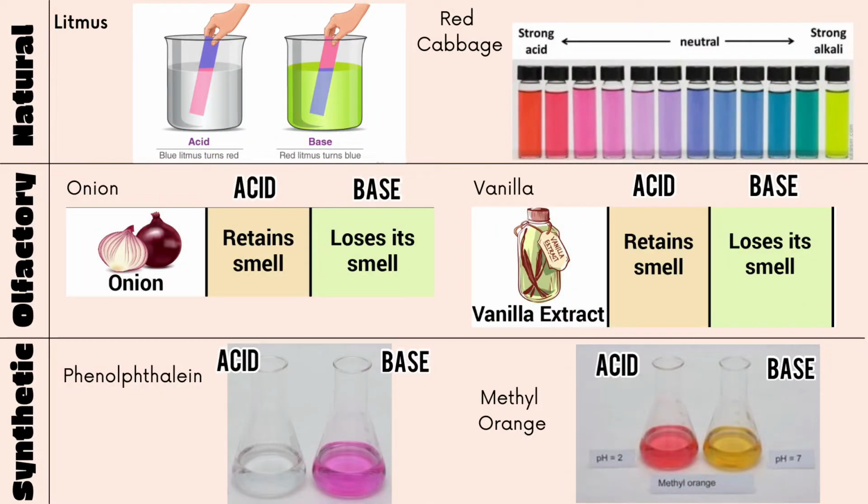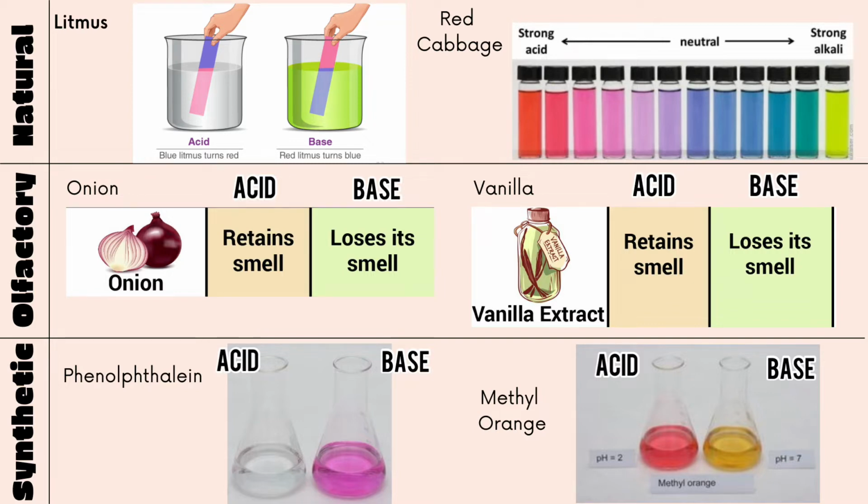Under natural indicators, litmus, which is derived from lichens, comes in two colors of litmus paper, blue and red. An acid turns blue litmus paper red, while a base turns red litmus paper blue. Secondly, the juice of red cabbage is originally purple in color, which turns reddish with acid and greenish with base.